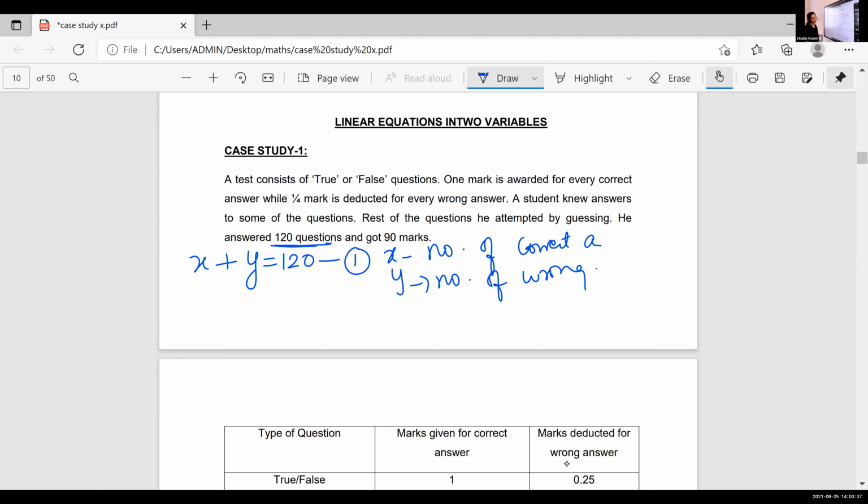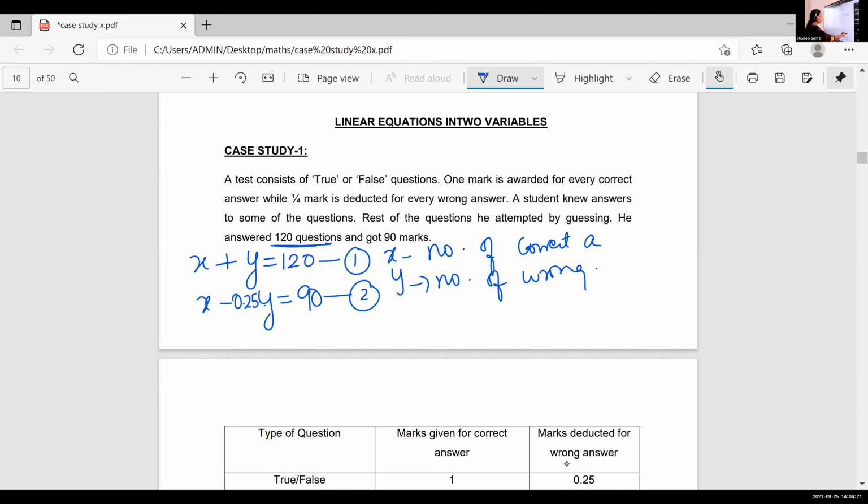So it will be the second equation. Can you give the second equation? X minus y is equal to 90. Is it x minus y? For wrong answer, we deduct 0.25. That is 1/4, isn't it? So x minus 0.25 y is equal to 90. After decimal, we'll not read it together. We'll be splitting and reading that. So x minus 0.25 y is equal to 90. So we'll get two equations. You have to solve these two equations.